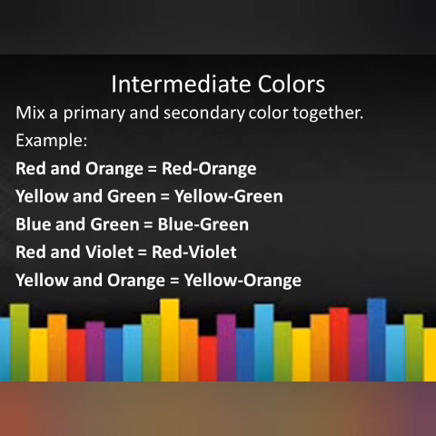Next are the intermediate colors. You mix a primary and a secondary color together and you get an intermediate color. For example, red and orange give you red orange. Yellow and green, yellow green. Blue and green, blue green. Red and violet, red violet. Yellow and orange, yellow orange. So the intermediate colors are red orange, yellow green, blue green, red violet, and yellow orange.